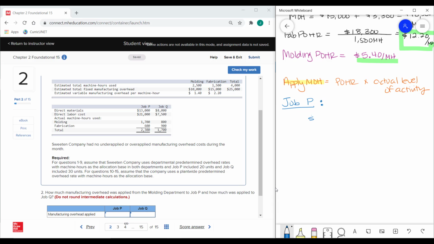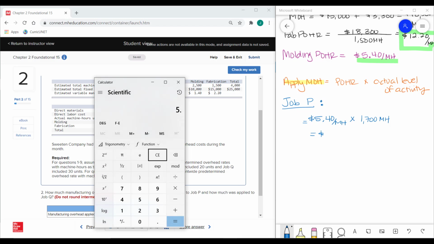We'll start with the pour from the molding department. That's $5.40 per machine hour. We're going to multiply that by the actual machine hours used by job P within the molding department. We can look here in job P to the left in this table. Job P used 1,700 hours within the molding department in actuality during the month of March. So we'll multiply those two together. $5.40 times 1,700 gives us $9,180 of molding manufacturing overhead applied to that job.